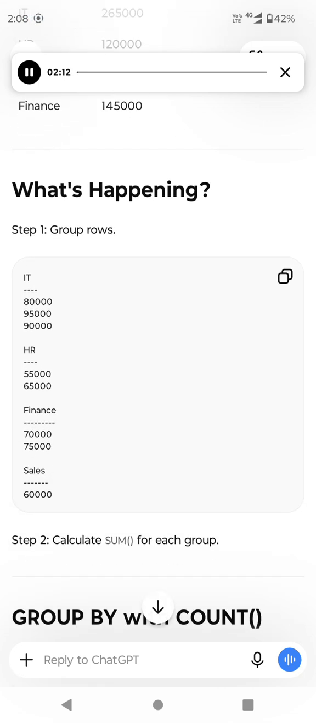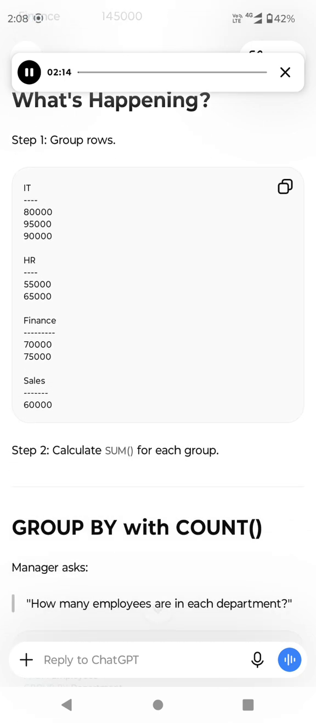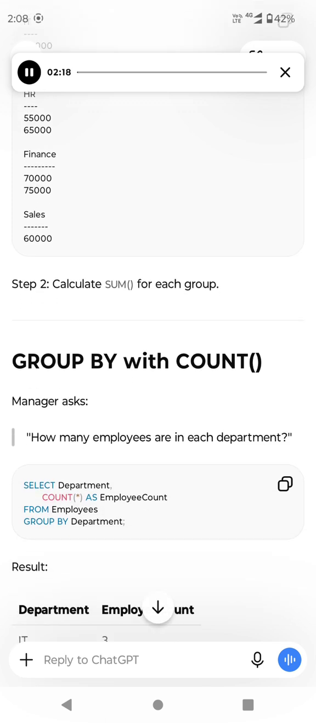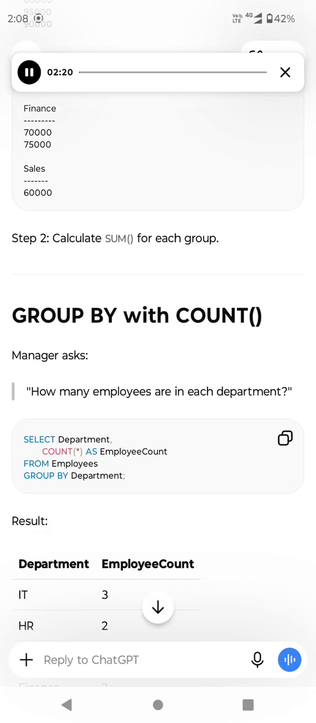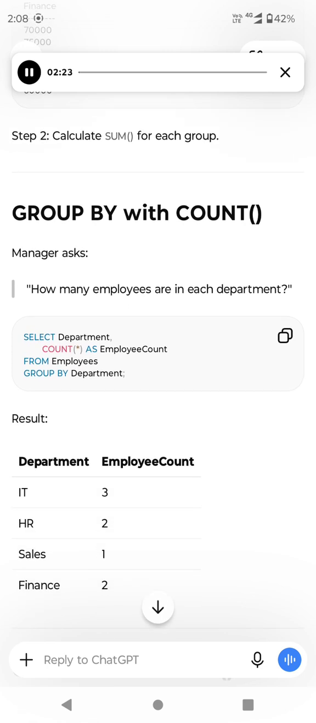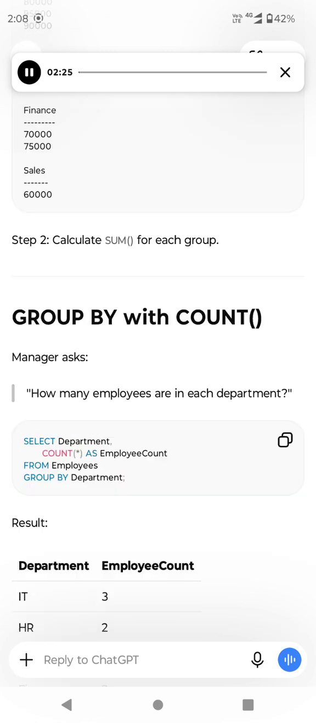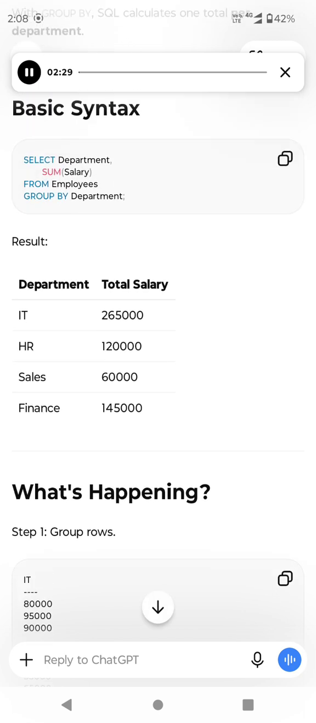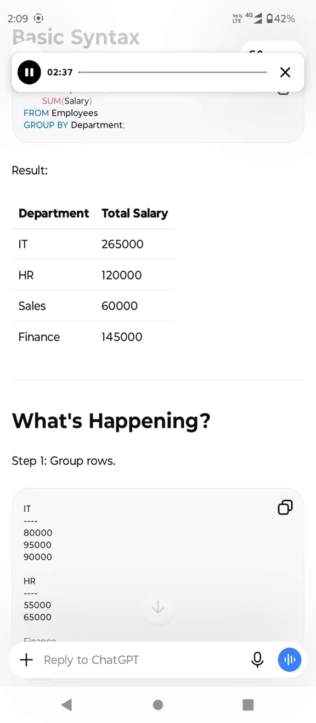What's happening? Step 1. Group rows. Step 2. Calculate the sum for each group. GROUP BY with COUNT. Manager asks, "How many employees are in each department?" Result: department, employee count. IT, 3, HR, 2, Sales, 1, Finance, 2.